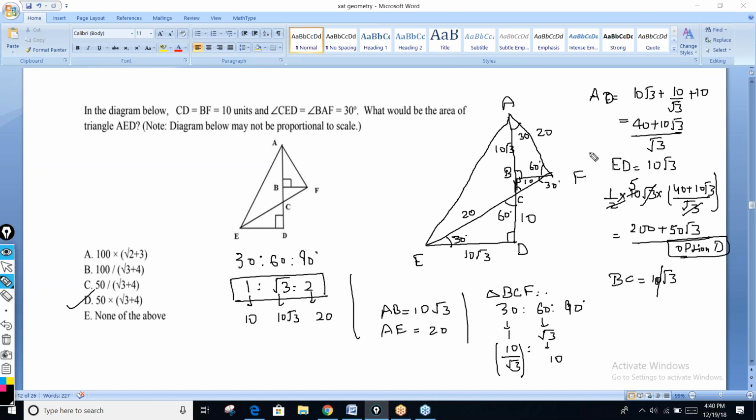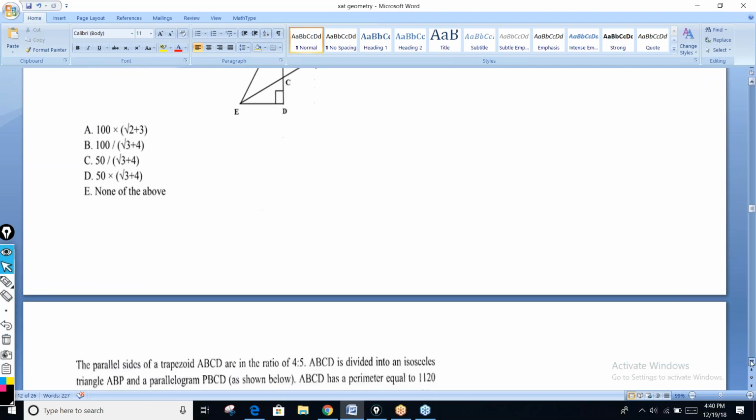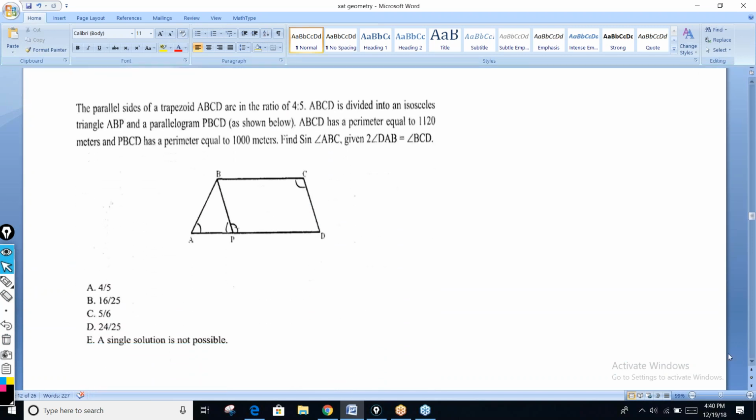If you've done geometry earlier in my classes, and if you know the basic concepts, I'm sure you can do this question very quickly. Okay, come to the next one. This is a good question again.